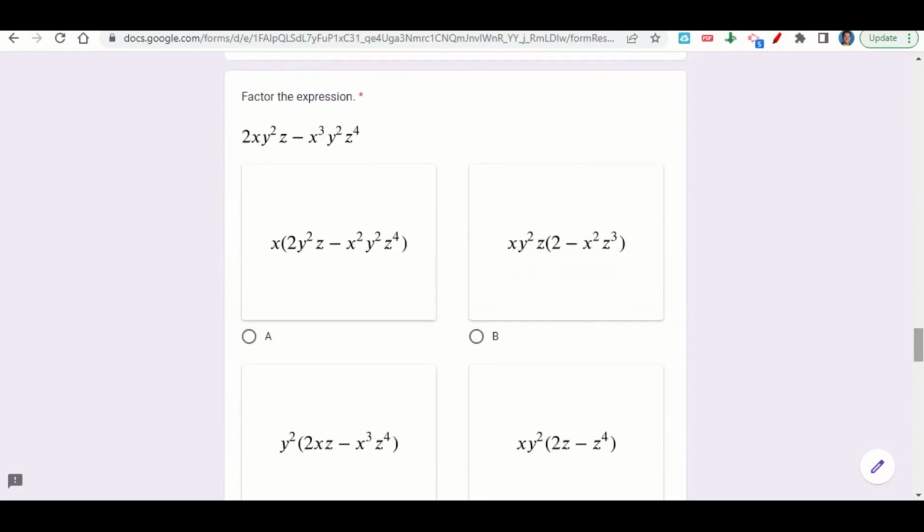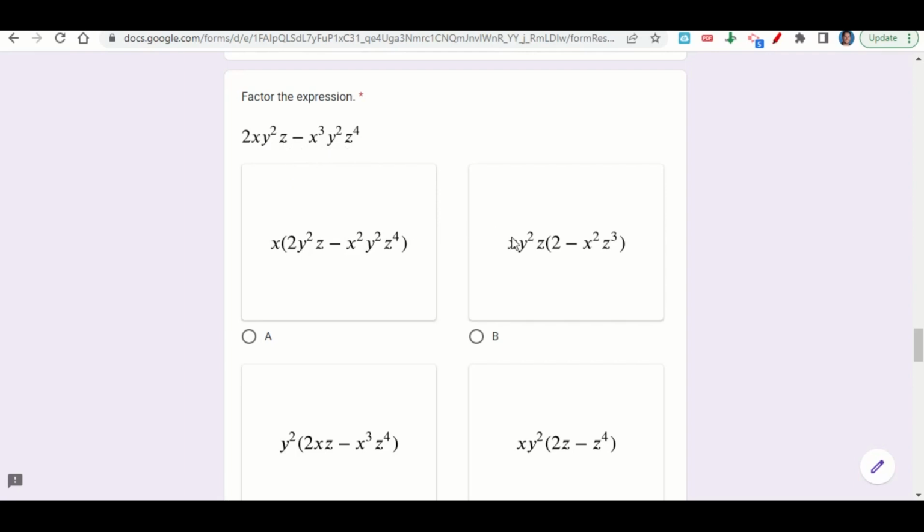Now let's look at this one here. So now we're actually factoring the expression. So it says 2xy squared z minus x cubed y squared z to the 4th. Well, the 2, we can't factor anything there because they don't have anything in common. We have an x in common here. We have a y squared in common here. And we have just a single z in common here. So we should have x, y squared, z as what we're factoring.